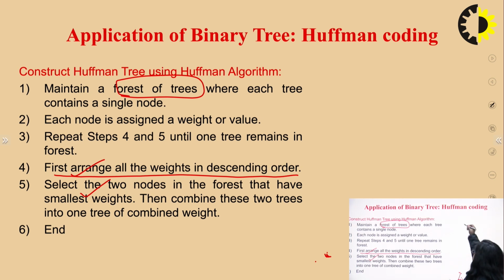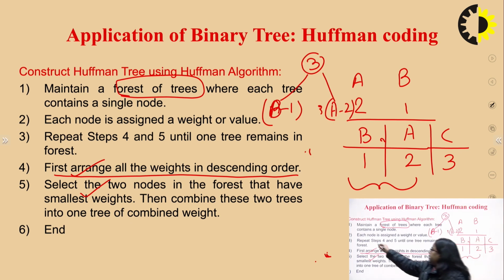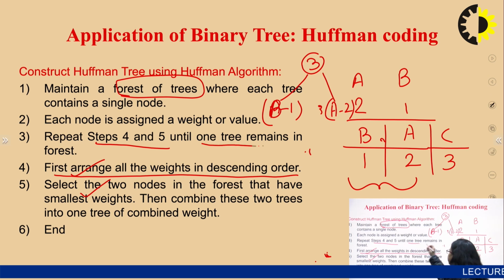For example, if A has a value 2, first of all we have to arrange in ascending or descending order, that is B having weight 1 and A having weight 2. Then, say we have a C with frequency, or weight, 3. We have to take the two smallest trees which have the minimum weight. Repeat steps number 4 and 5 until we reach one tree in the forest.